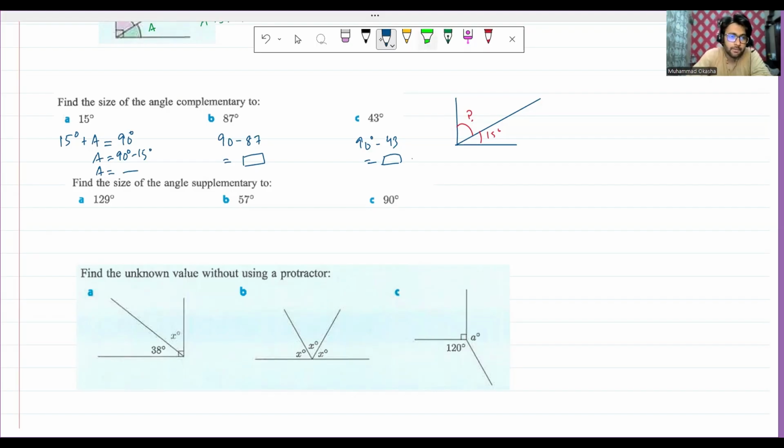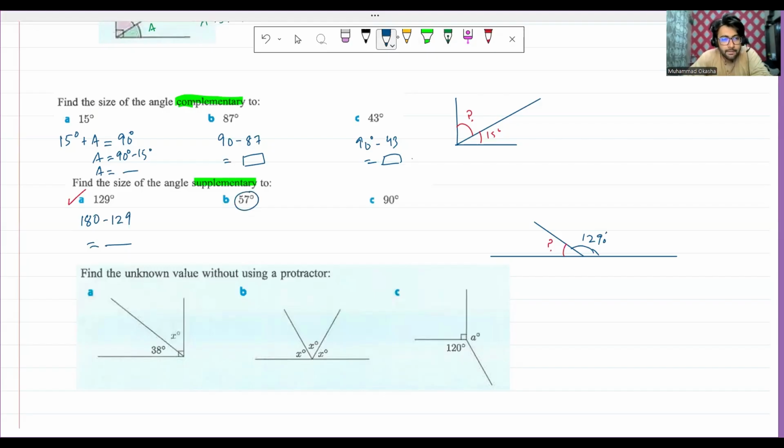Okay, now we have another question which is on supplementary angles, right? Supplementary angles are those, again, which add up to give 180 degrees, right? On a straight line, angles on a straight line. So if one of the angles is 129 degrees, how much would the other one be? Talking about this one. Well, you will have to subtract it from 180 degrees and you will get your answer.